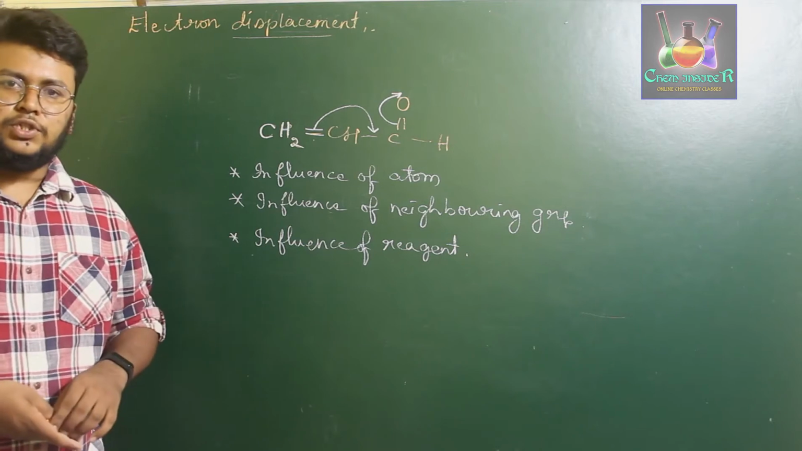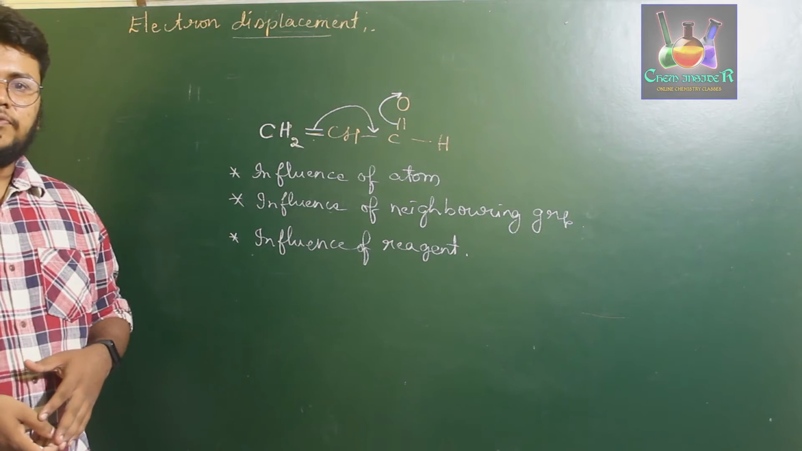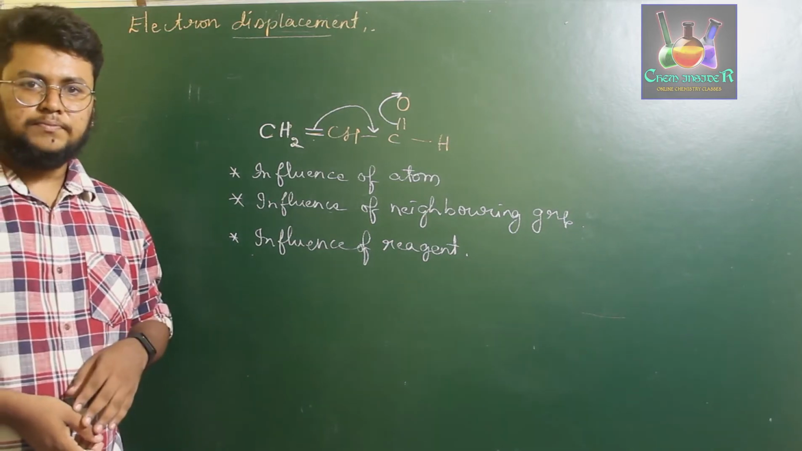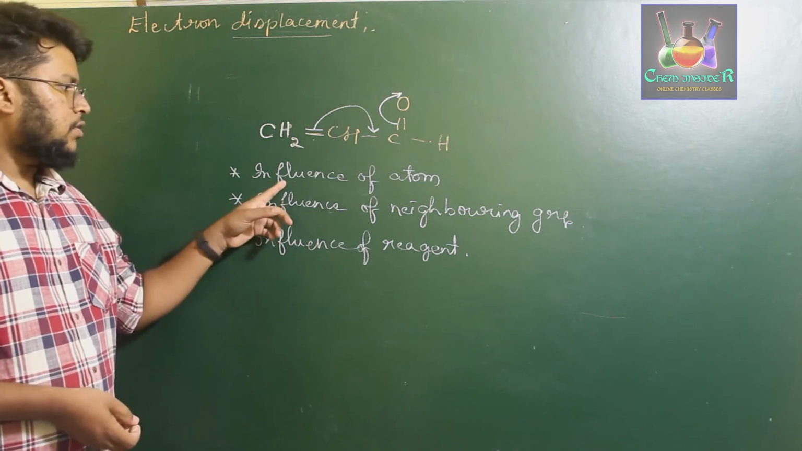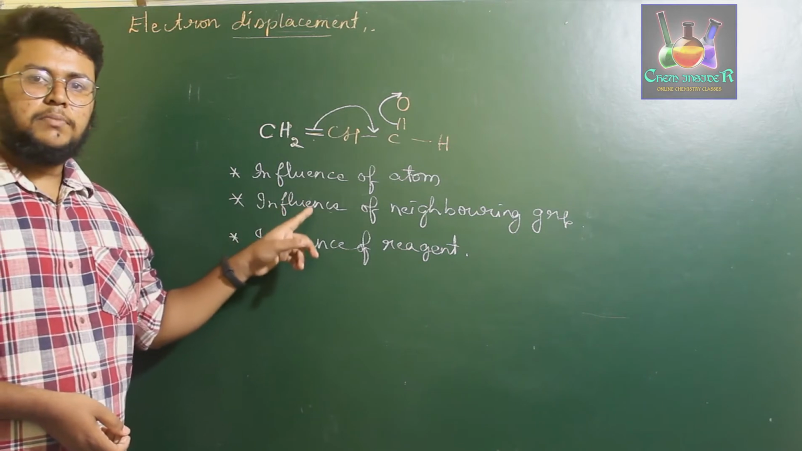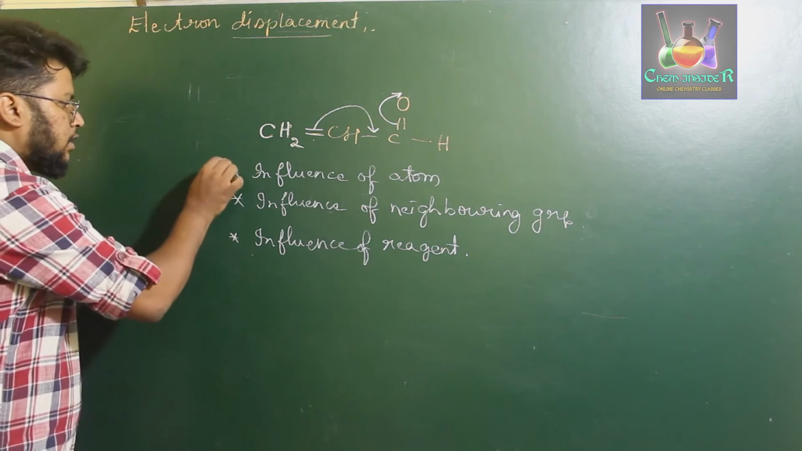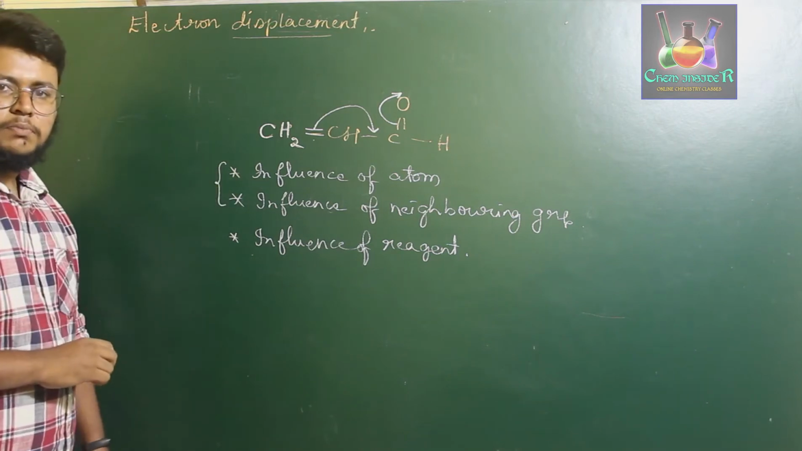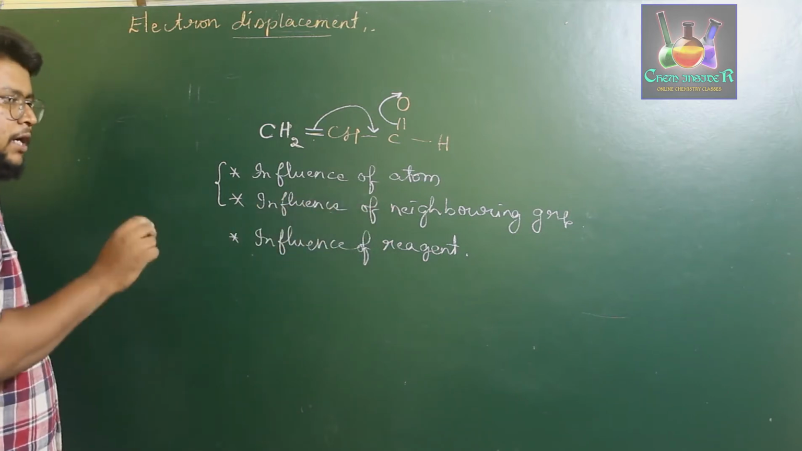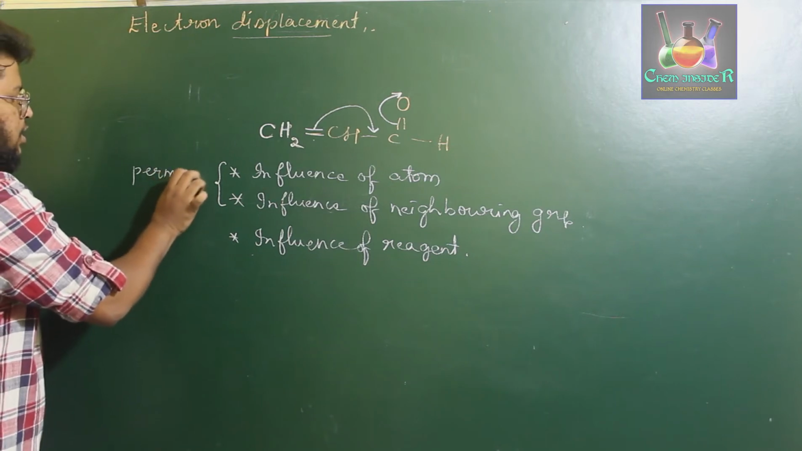So depending upon these concepts, we classify the electron displacement into four effects. When you consider the influence of an atom and neighboring group, the displacement of electrons will be permanent. When you consider the electron displacement because of the influence of an atom or of a neighboring group, that displacement will result in a permanent polarization.